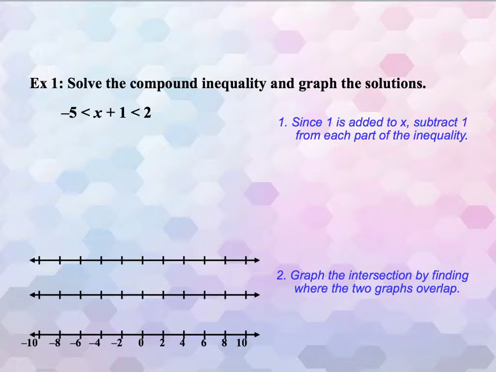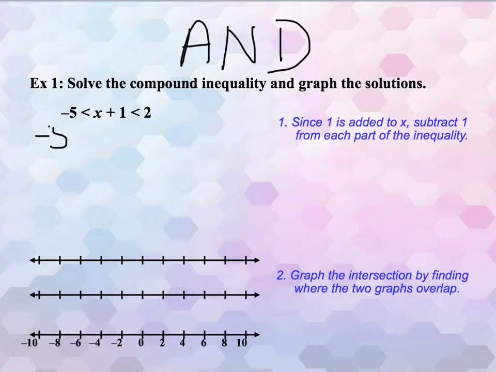Okay, here's our first example for an and compound inequality. I'm going to write and at the top just to remind you that this is an and. So you can write a question on the left-hand side of your Cornell notes. What is an and compound inequality? We're going to answer that question and solve it. For this compound inequality, we're going to solve and graph the solutions. The first step in solving is actually breaking it up into two separate pieces.